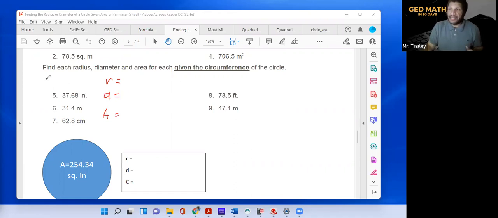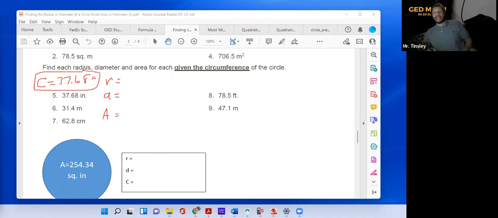So C is equal to 37.68 inches. So the circumference is 37.68. I want you to find the radius, diameter, and the area. And I want you to send them to me in the chat. I'm going to give you 2 minutes. You can use your calculator.